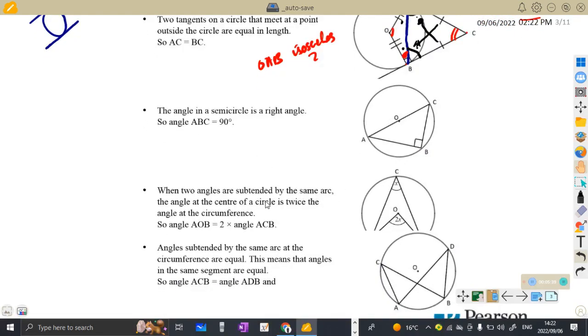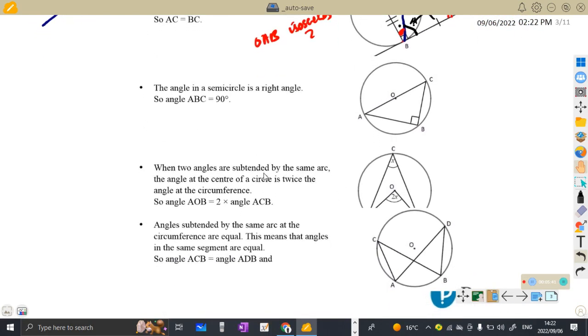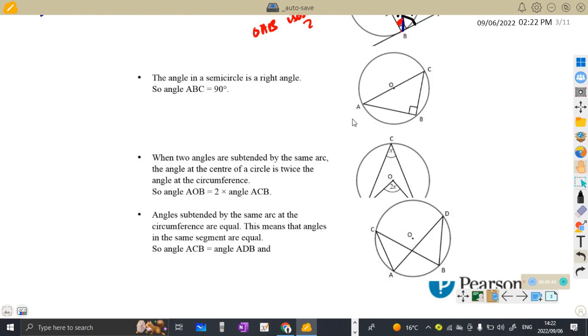See, on this part we are given that the angle in a semicircle is a right angle. Okay, this one I've always talked about. I think it is direct. And when two angles are subtended by the same arc, that is this one, the angle at the center is twice the angle at the circumference. Let me just try to illustrate much further.